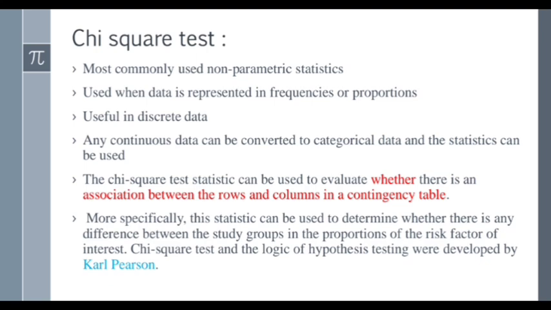It is mostly non-parametric statistics used when data is represented in frequencies or proportions. So the chi-square test is a non-parametric statistic used when data is represented in frequencies or proportions. It is useful in discrete data.